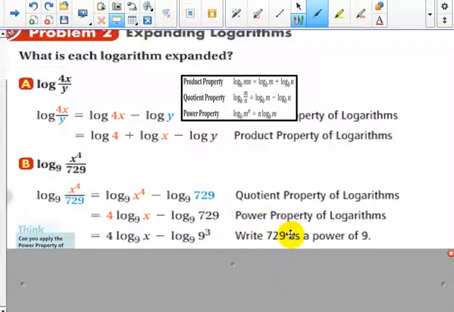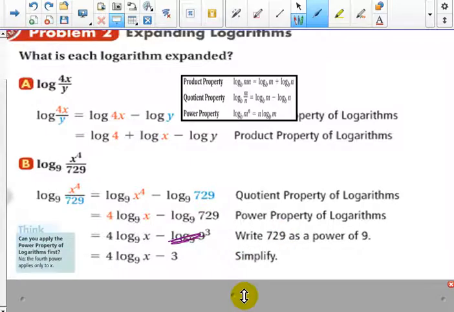So now that we have that, we can take this out, log 9 of 9, and just drop the 3 down. And there's your answer: 4 log 9 of x minus 3. Any questions over any of that?